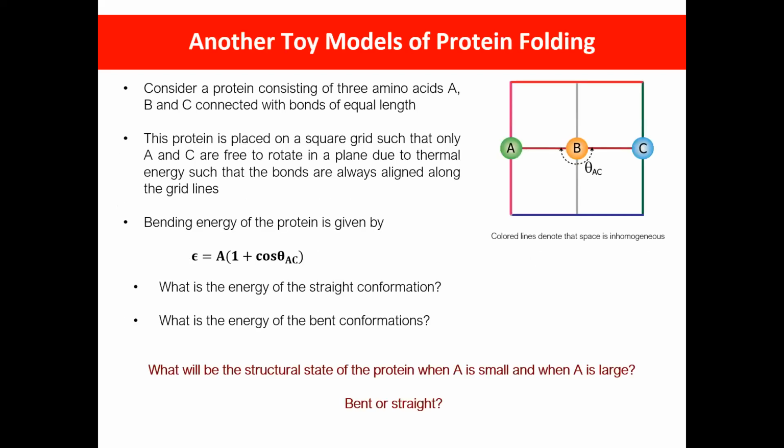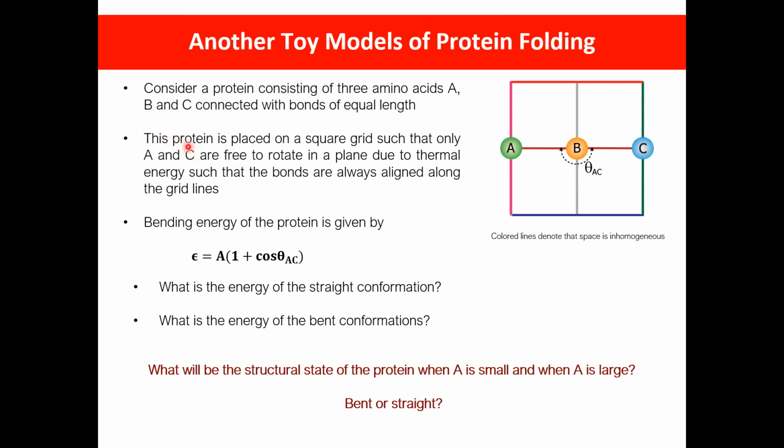So what we'll do in this lecture is look at another toy model of protein folding. Okay, so please look at this problem. What is given here is that consider a protein consisting of three amino acids A, B, and C connected with bonds of equal length. So these are three amino acids. So this is a polypeptide or a small protein. Okay, and these three amino acids are distinguishable.